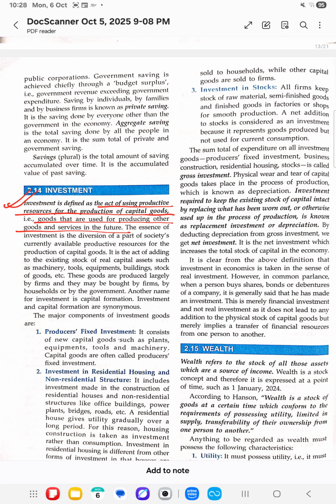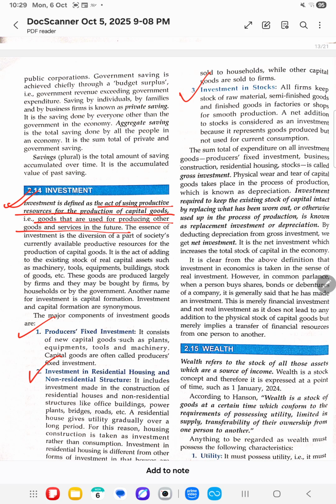Okay. Because when we were studying about factors of production, we saw that there are 4 factors of production under which comes capital. So the amount of money that you put in or the amount of resources that you put in to make these capital goods so that it can be used for some other factor of production, that is investment. Okay. Next up, the major components of investment goods are producers' fixed investment, investment in residential housing and non-residential structure, and investment in stocks.